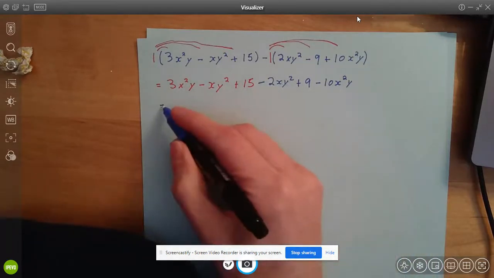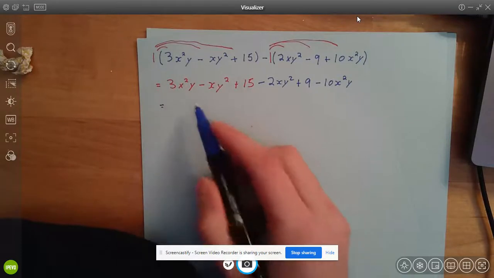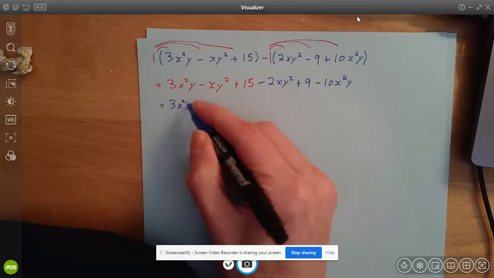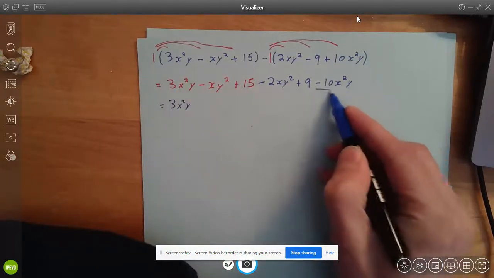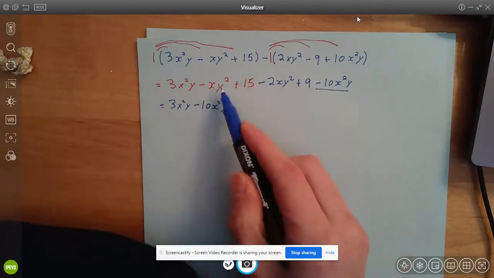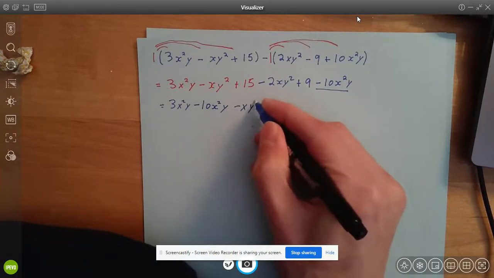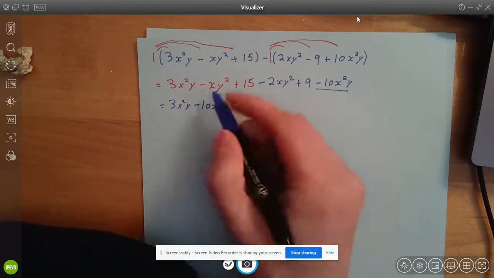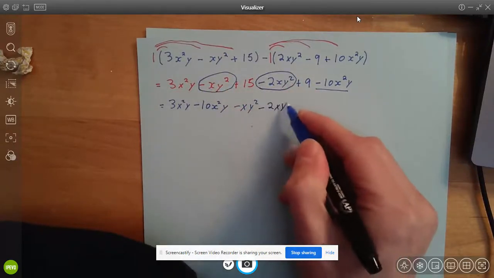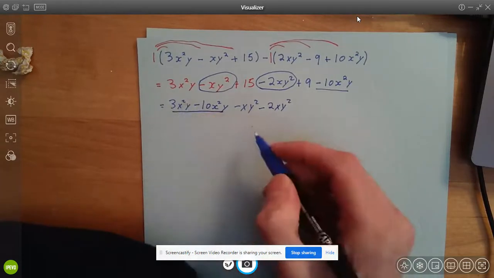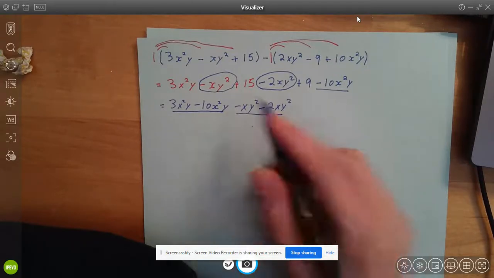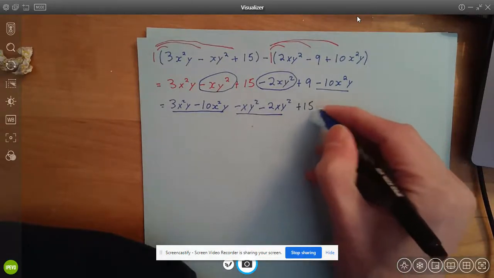Now I can group together my like terms. Be careful here. I need the same exponents on the same variables. So 3x squared y must go with the other group of x squared y, and the sign in front of it goes with it. Then I have xy squared, and again, the negative in front of the term goes with the term, and that's going to be grouped with my minus 2xy squared. So these are like terms. You notice they have the same exponent on the same variables, and these likewise are like terms. And then finally, I have my constants. I've got a positive 15 and a positive 9.